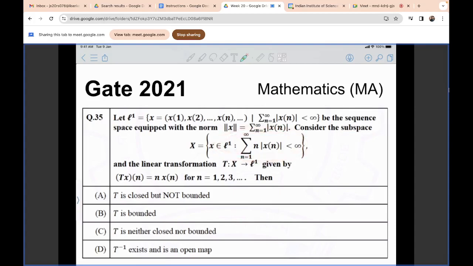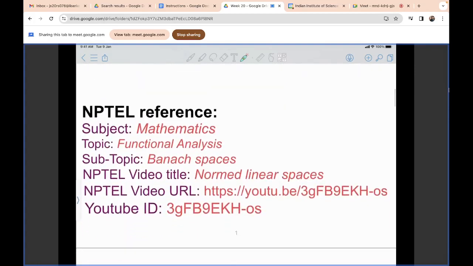Then we are defining a linear transformation from X to L1. T of x at n is given by n times xn. Then you have to check four options: T is closed but not bounded, T is bounded, T is neither closed nor bounded, T inverse exists and is an open map. So which one is correct? You have to check. In order to solve this, this is the NPTEL reference, which you can check.